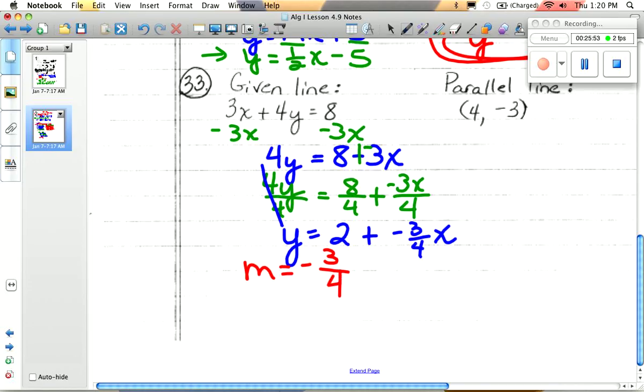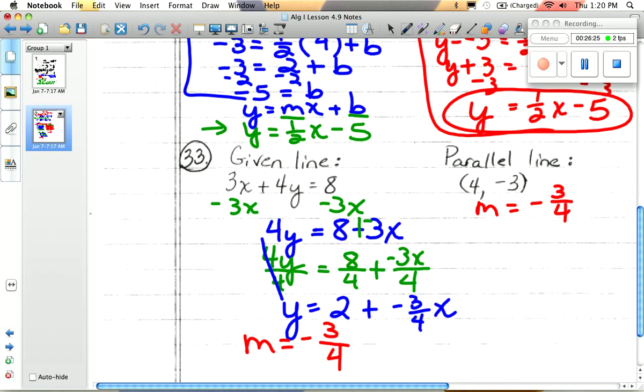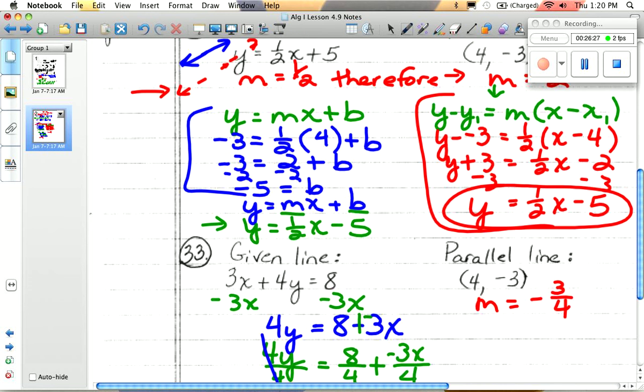Well, if the slope of this line is negative 3/4, Nicholas, what's true about the parallel line? Shelby? Its slope is negative 3/4. It's got to have the same slope as that line. The new line has to have the same slope as the other one. It's got to be parallel to it. Now you get to make the decision which method do you want to use to get your equation in slope-intercept form. Do you want to use this method, or do you want to use the one on the right?